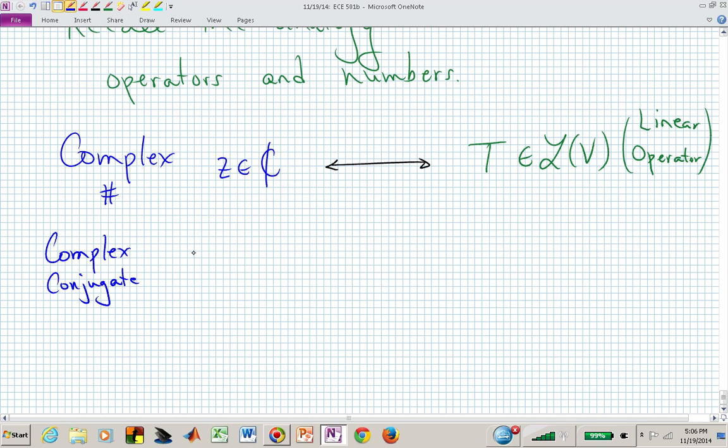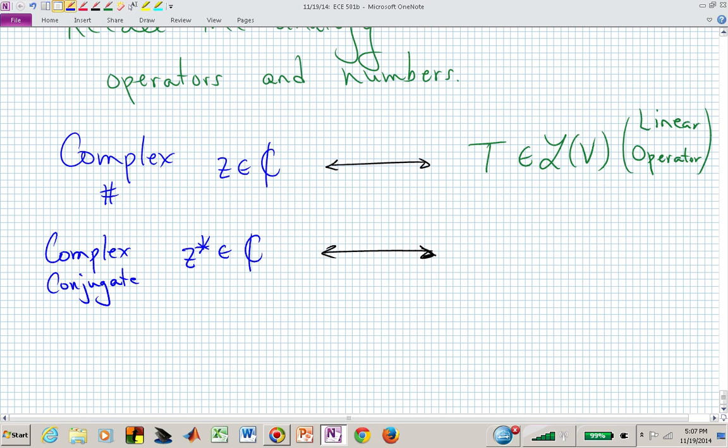What is that analogous to in terms of an operator? So if T was like Z, then if I take Z star, what's that look like in terms of a map or a linear operator? That's the adjoint. So again, the adjoint is what happens to this operator in the inner product when we slide it from the first slot to the second slot.